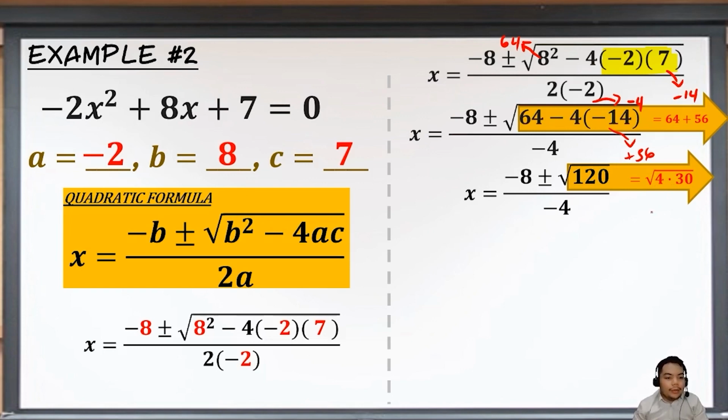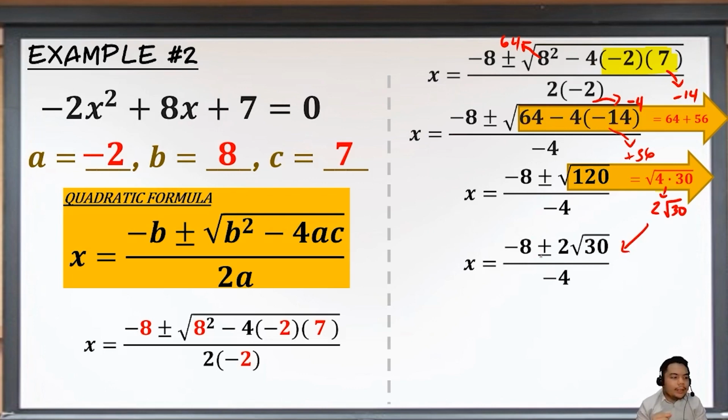So, we get the square root of 4, that will be 2. Then, square root of 30, wala. So, magiging 2 square root of 30 lang siya. So, from that, copy everything. The same pa rin. Pero, ang magbabago lang is, ito. Mapapalitan siya ng 2 square root of 30.